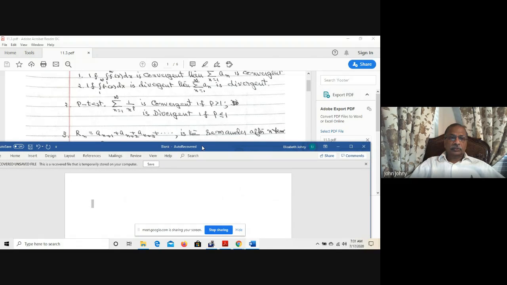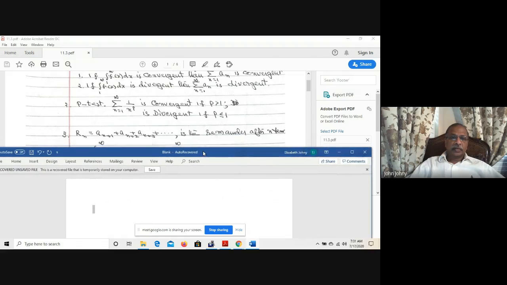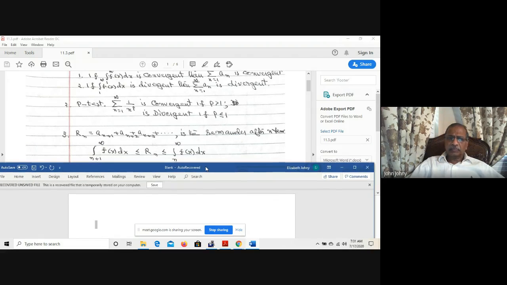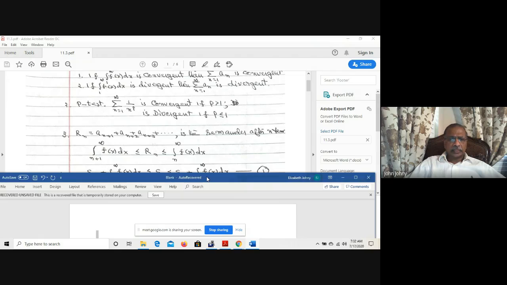R_n is equal to a_(n+1) plus a_(n+2) plus a_(n+3) plus etc., is the remainder after n terms. Remainder after the first n terms. So the integral from n+1 to infinity of f(x) dx is less than or equal to R_n, which is less than or equal to the integral from n to infinity of f(x) dx. So that's a relationship between the remainder after n terms and the integral.